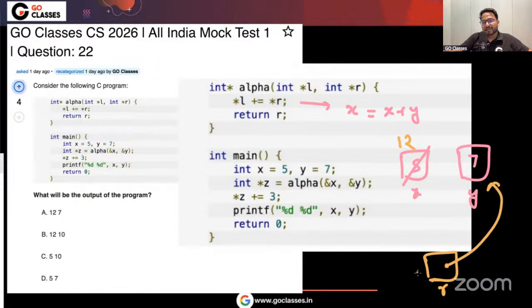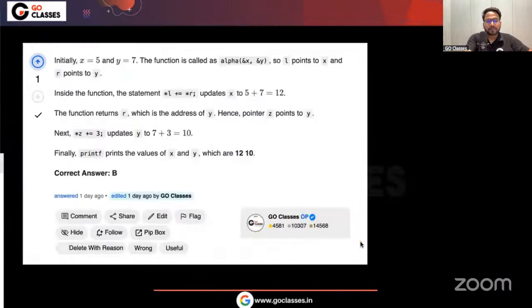Now, star Z means star R plus equal to 3, which means you are modifying this to 10. So 12 10 will be the answer. 12 10 will be the answer. So basically B is the correct answer.